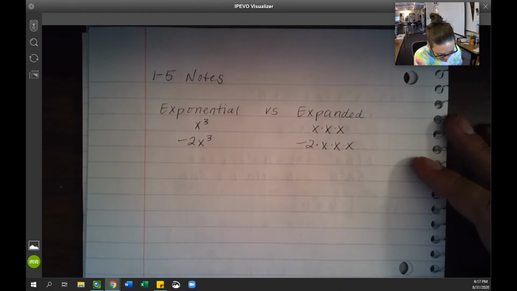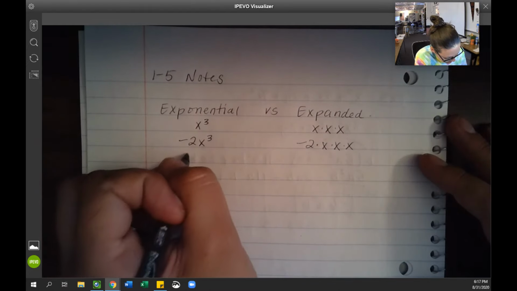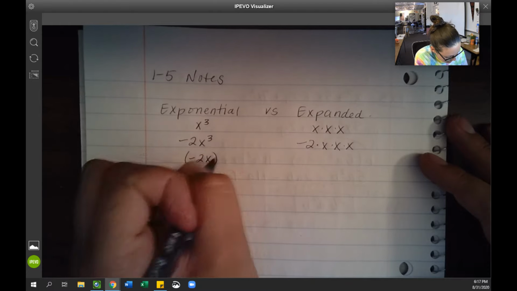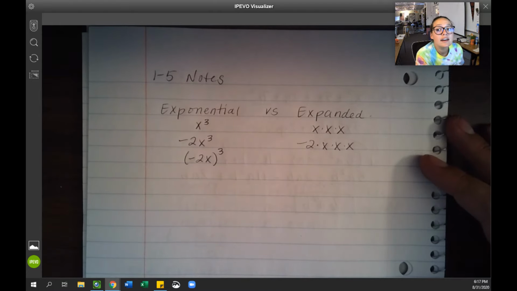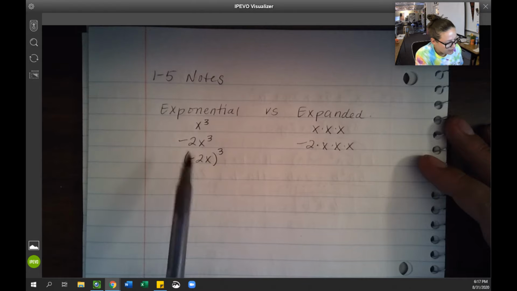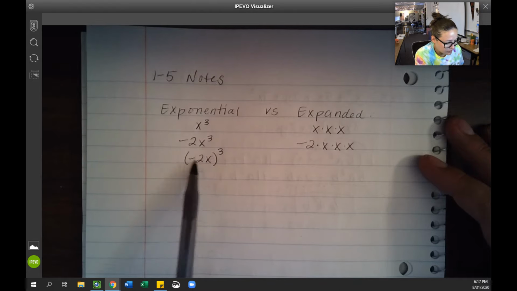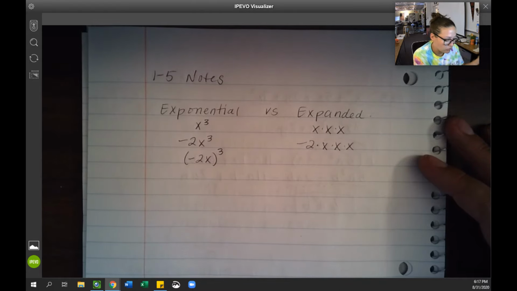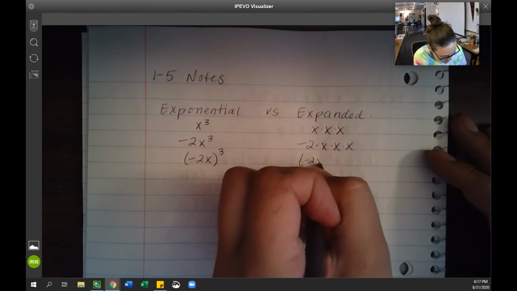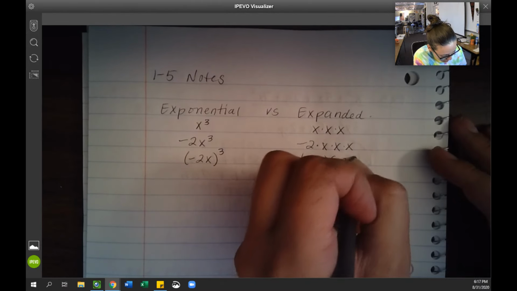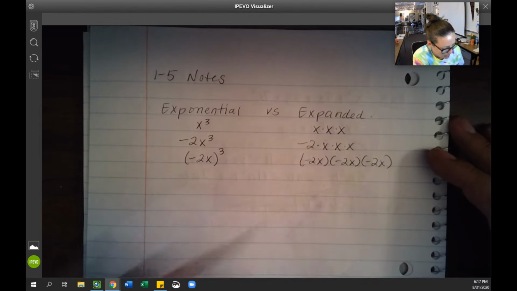Now, let's look at this. This is different. Let's say I have negative 2x, all cubed. Now this is going to be negative 2x over and over again. Negative 2x times negative 2x times negative 2x.